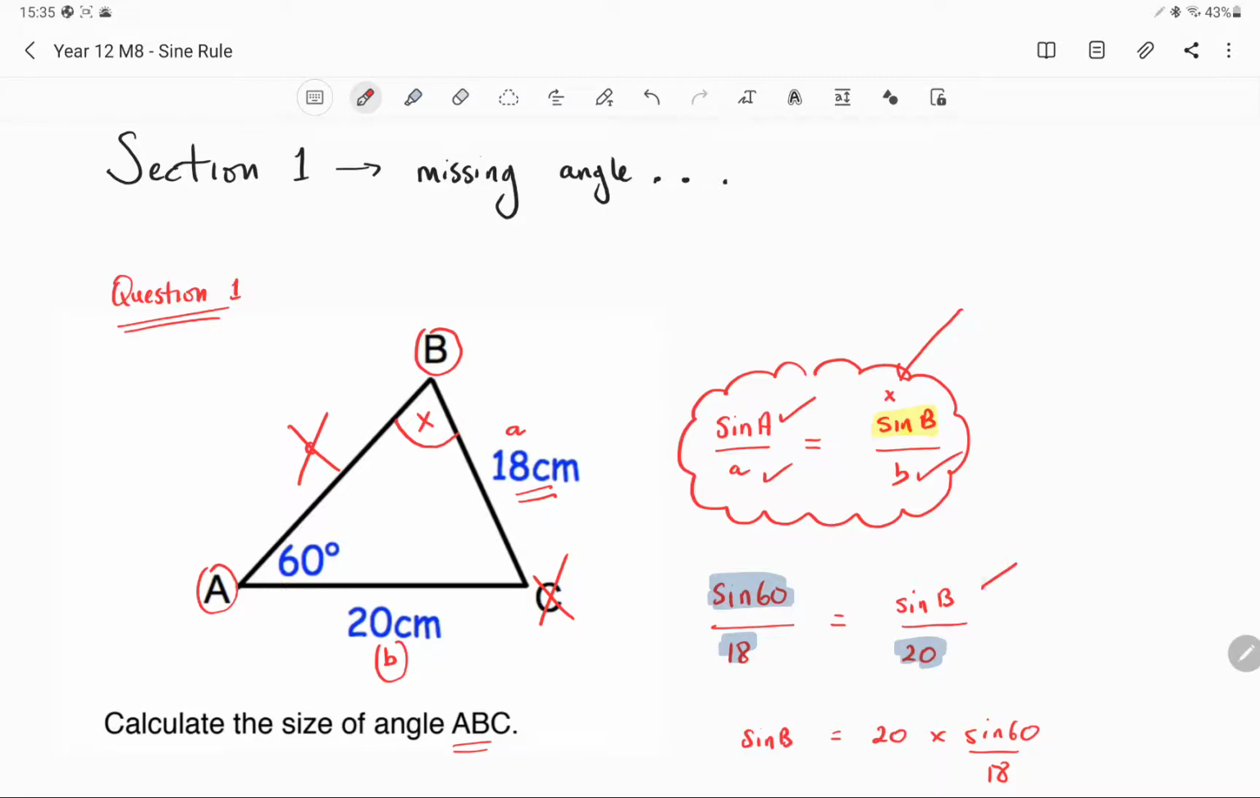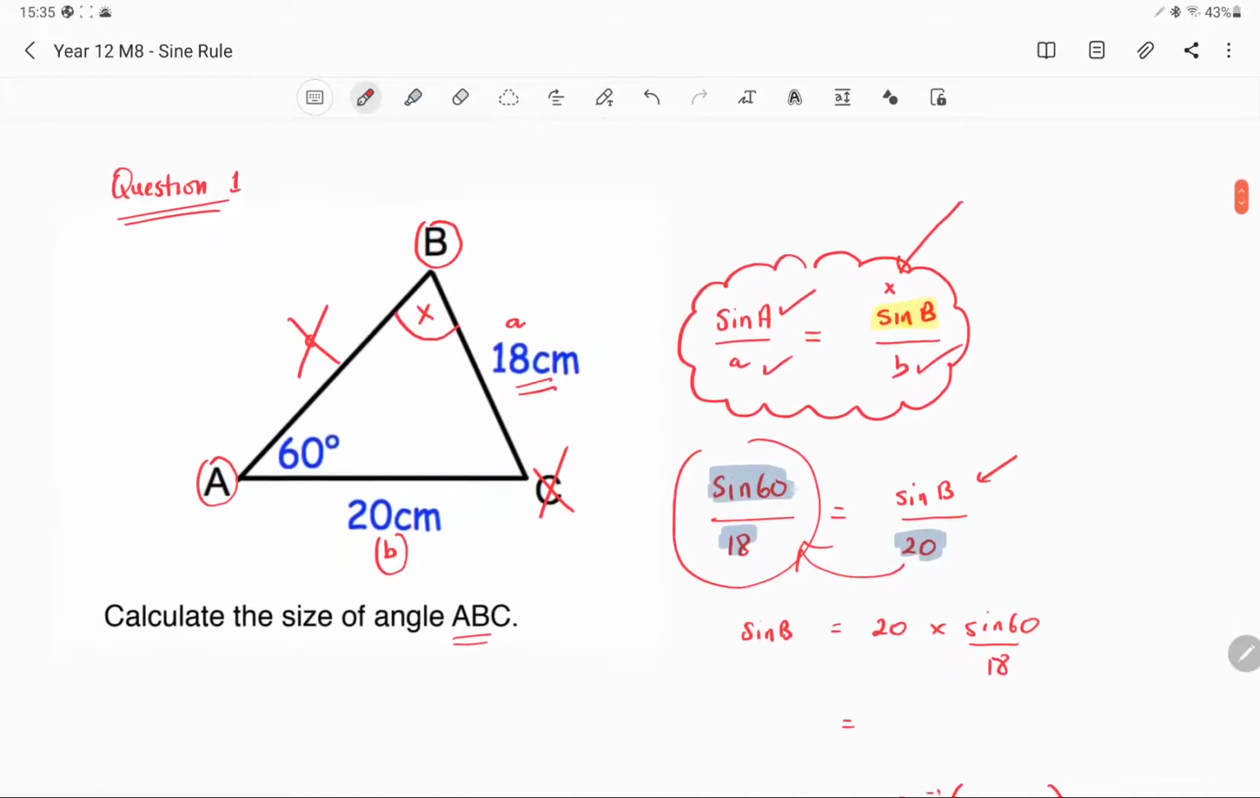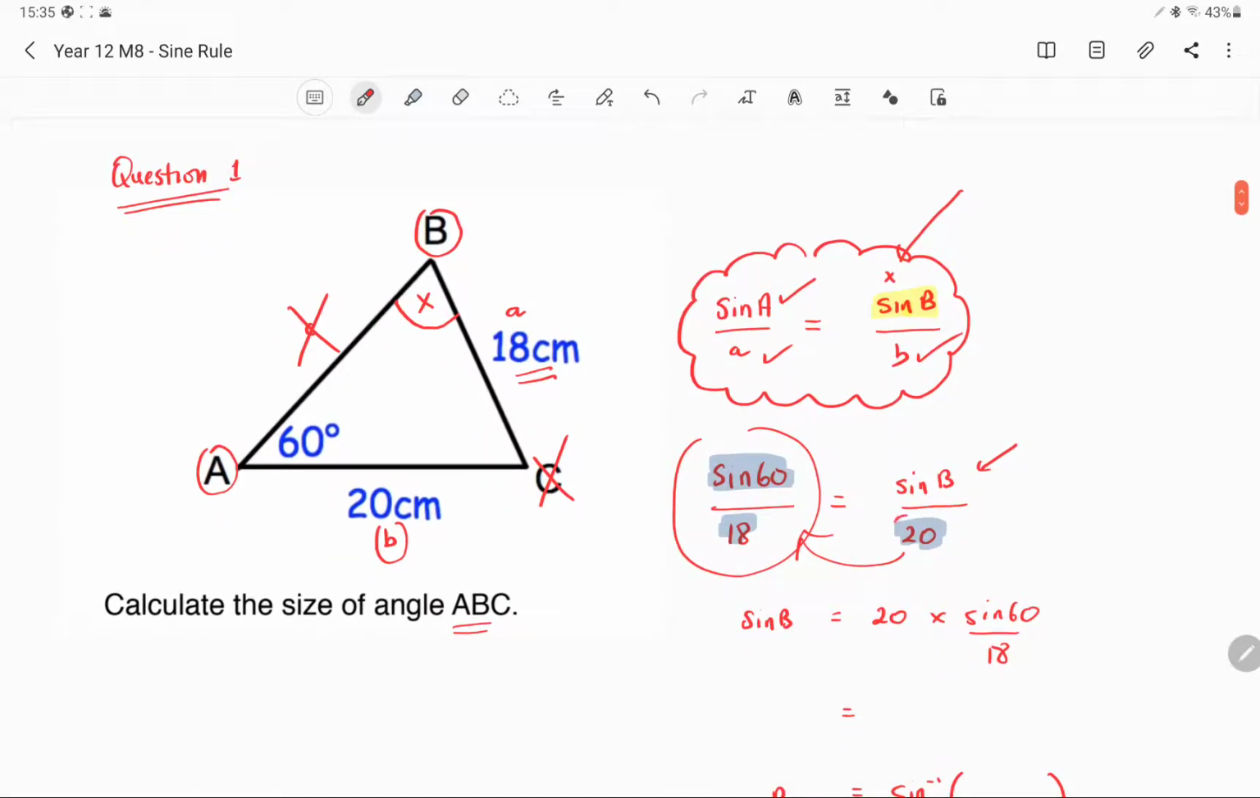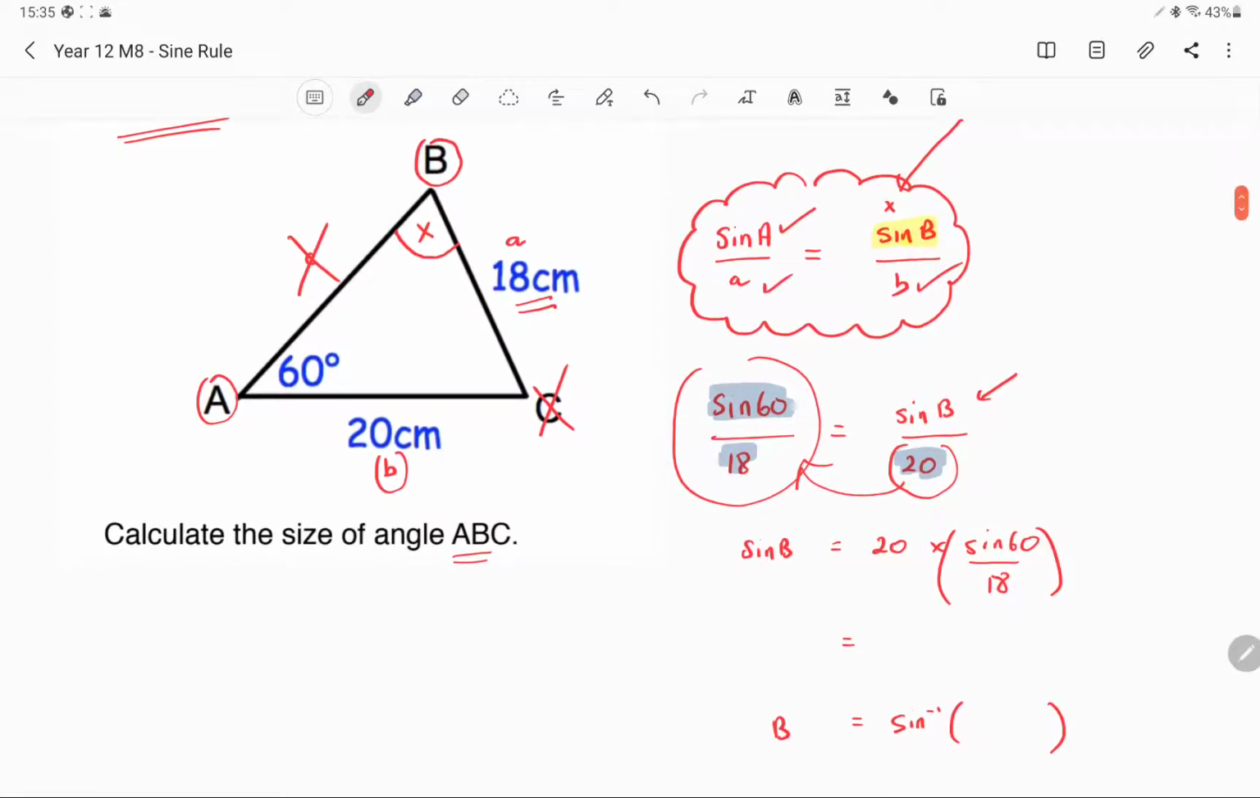So because this is the unknown, all we have to do is calculate this and multiply it by 20, and that will give us sine of B. So that's what I've done in the next line. I've just taken this 20 across and I'm going to multiply it by whatever sine of 60 divided by 18 is, and that will give us sine of the angle B. But of course we want the angle B, which is ABC, so we do the inverse sine of this answer.